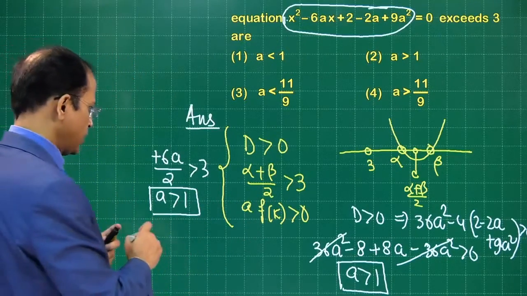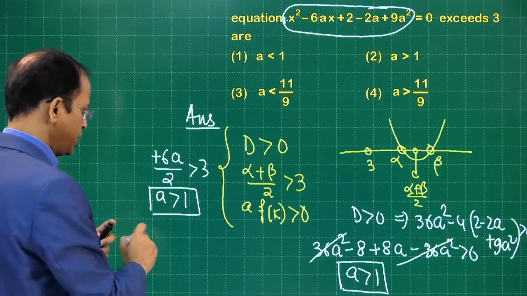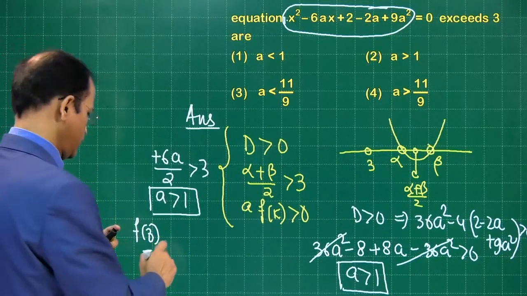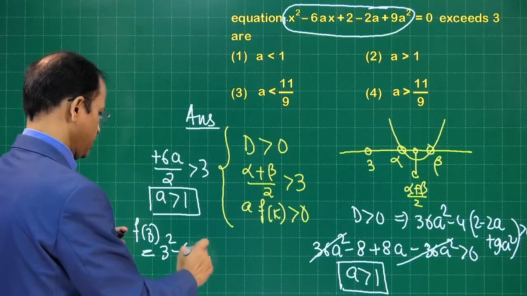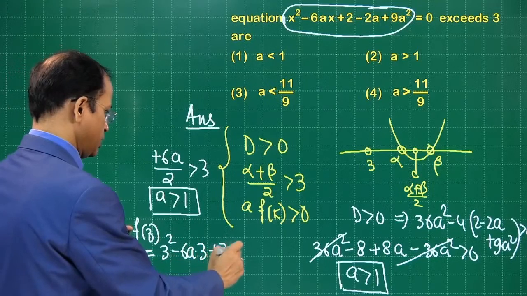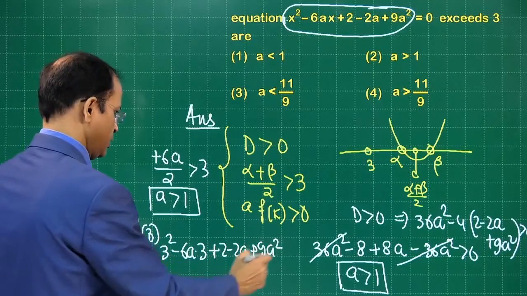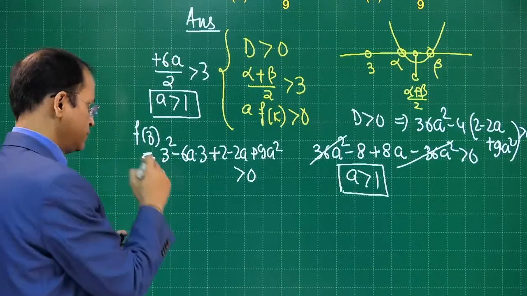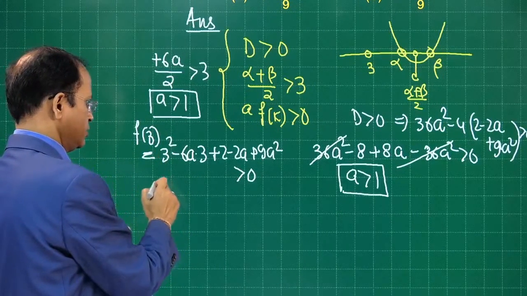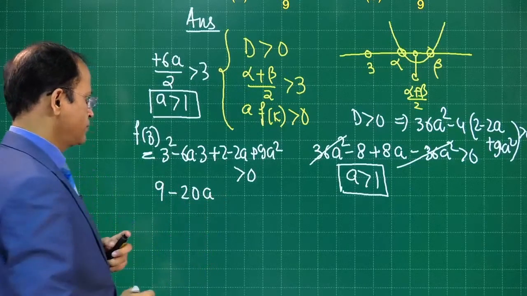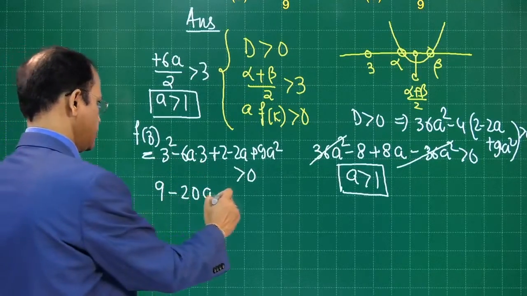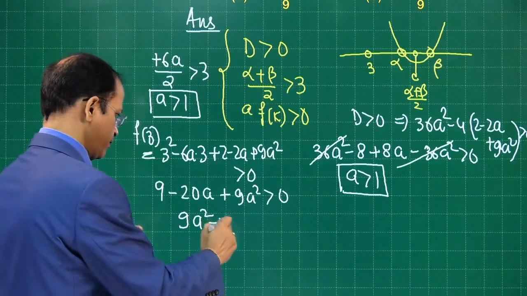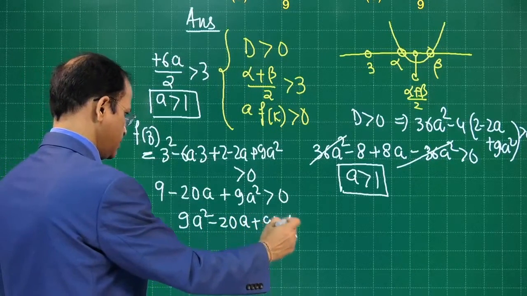So a is 1, and f of k greater than 0 means we are talking about k to be 3. So f of 3 is equal to 3 square minus 6a into 3 plus 2 minus 2a plus 9a square, which is greater than 0. This is one part. Got it? So what we have is 9 minus 20a plus 9a square is greater than 0, or 9a square minus 20a plus 9 is greater than 0, is it?